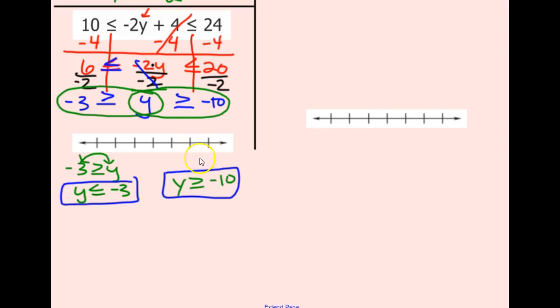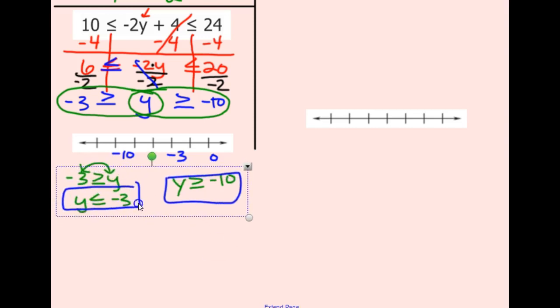Think, which one is the least? If these are both negative numbers, here's 0. Negative 1, negative 2, negative 3 might be over here, and then way over here might be negative 10. So I need to graph both of these. Nope, they're both closed circles. They both have the equal to. So closed circle at negative 3 and a closed circle at negative 10. You know that negative 10 is not the closest. There we go.